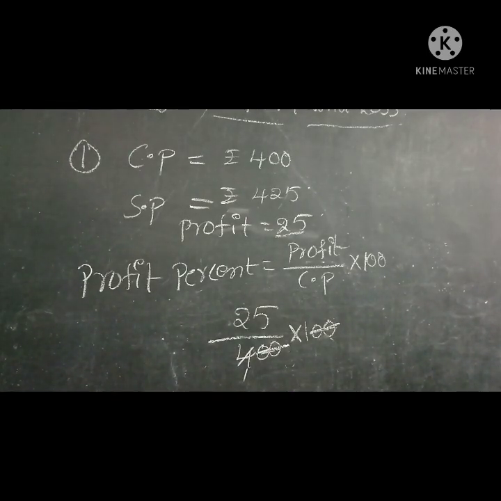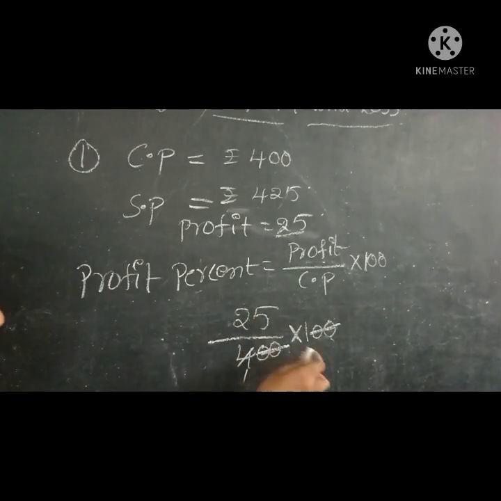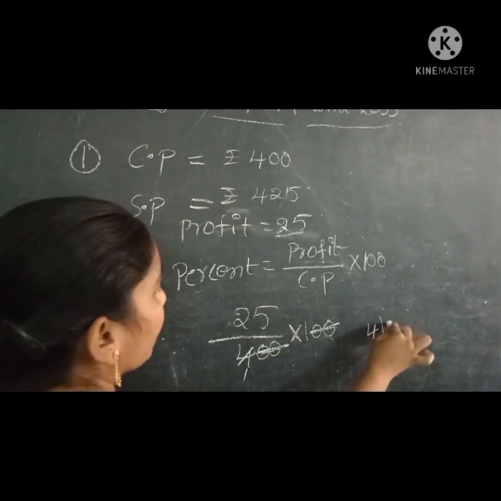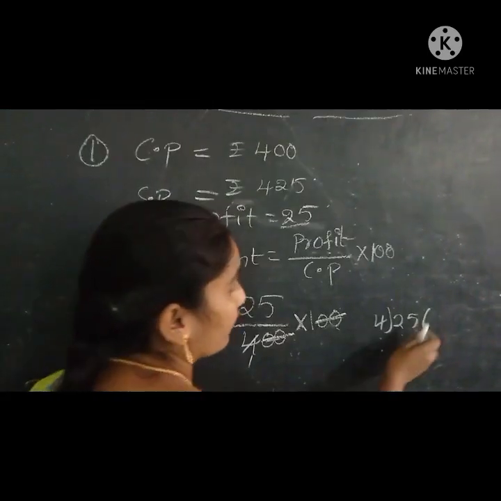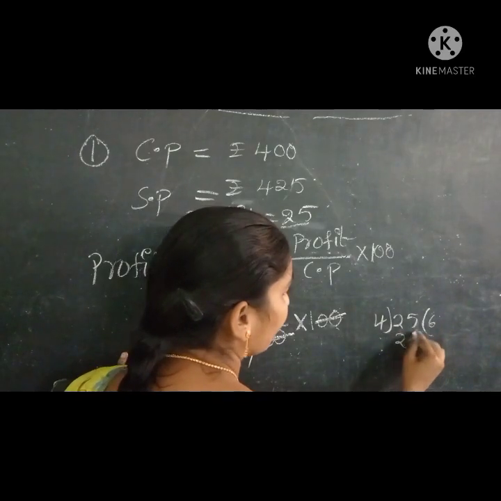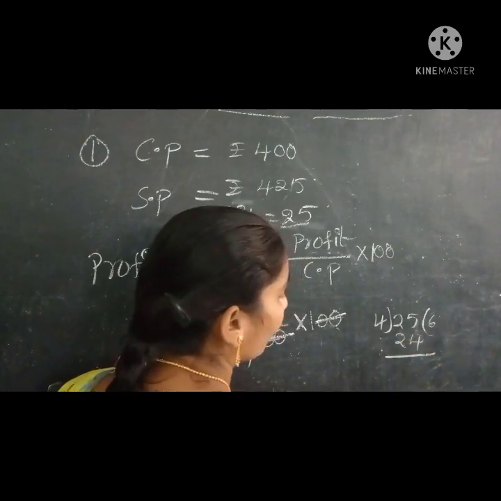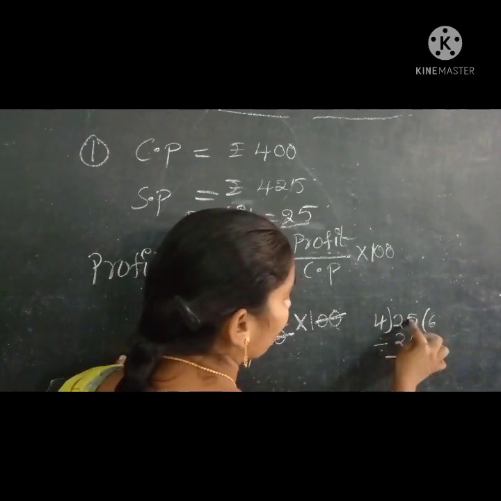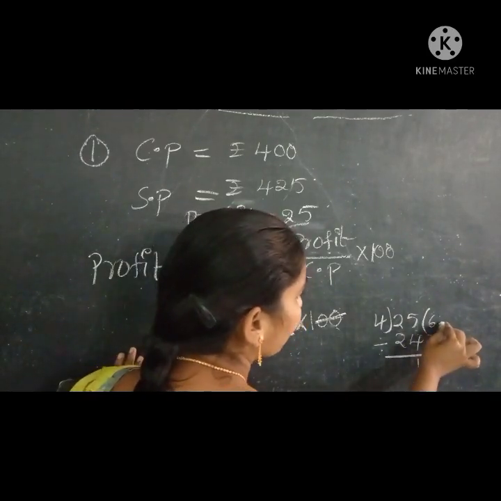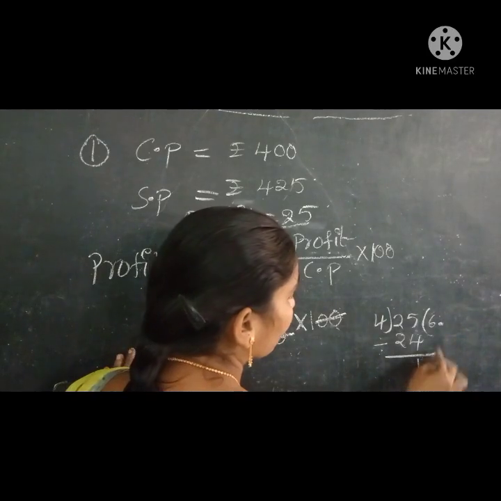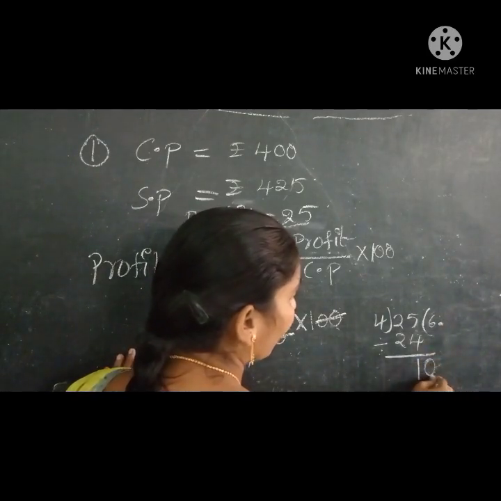So now what we have to do? Do the division. 4 divided by 25. 4 6s are 24. Okay. 5 minus 4 is equal to 1. Okay. Point. Here point means we are adding 0.